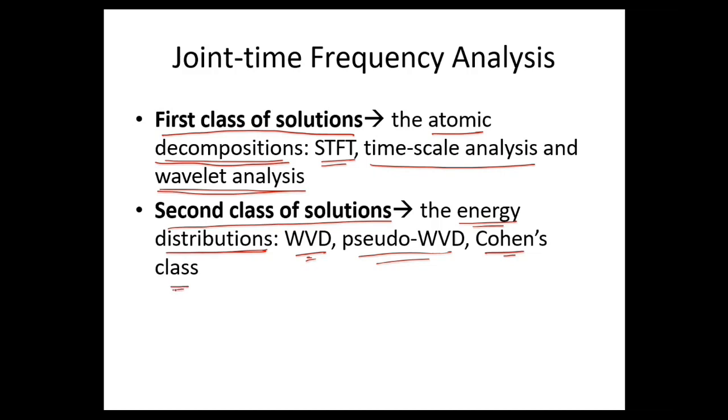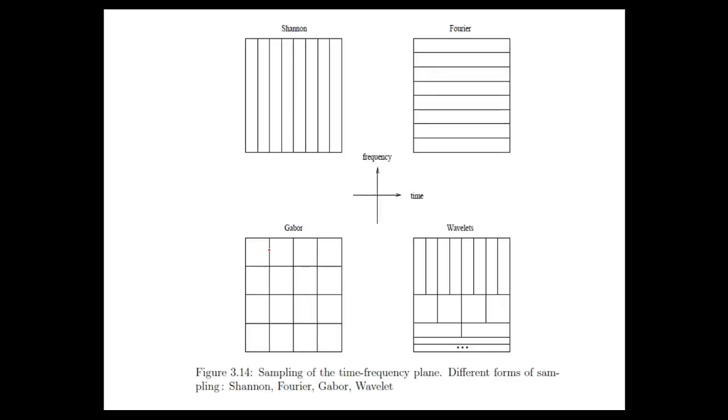In the first case, you decompose the signal, whereas in the second class, you consider the energy distributions. Now these are some of the sampling of the time frequency plane. In the Shannon case, what we do is create these windows in the time domain, and whatever the frequency components are there, we accept that. And this is what we do in the STFT.